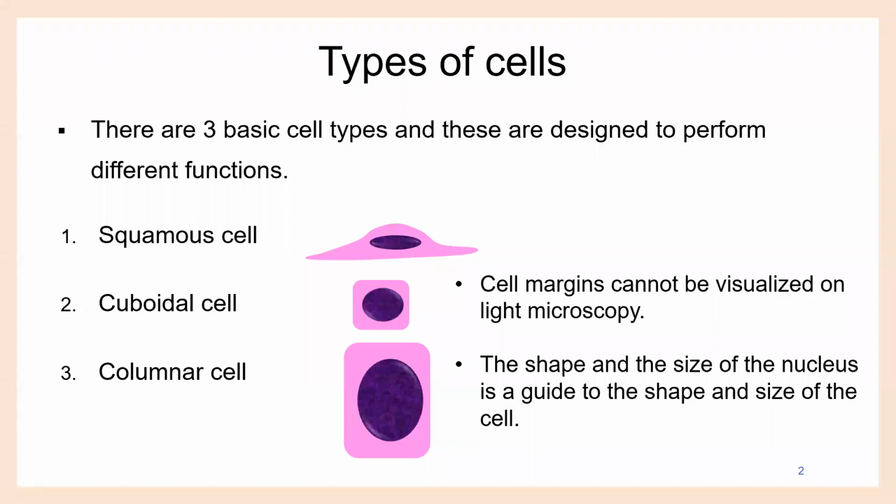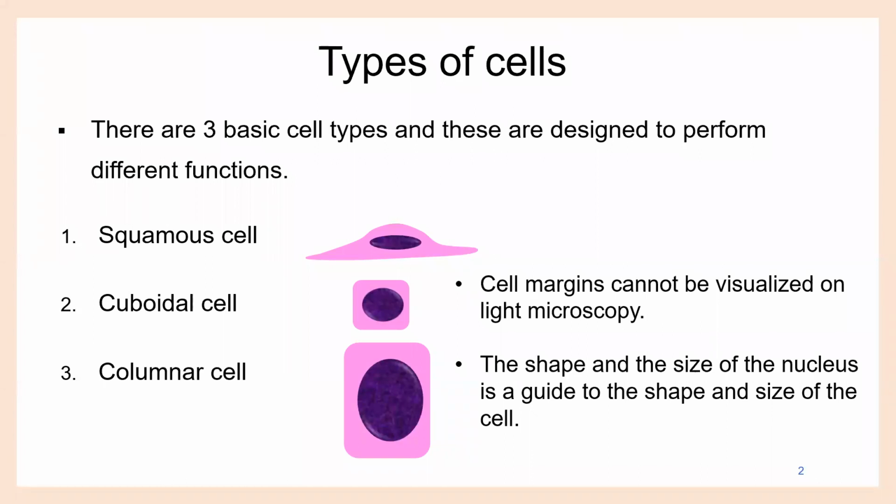Okay, so the three types of cells. Generally, you have the squamous cell, cuboidal cell, and the columnar cell. Squamous cell is designed for diffusion, cuboidal and columnar cells for absorption and secretion.